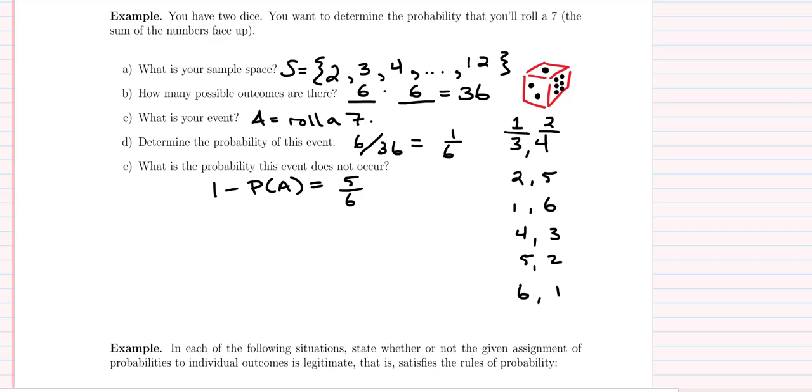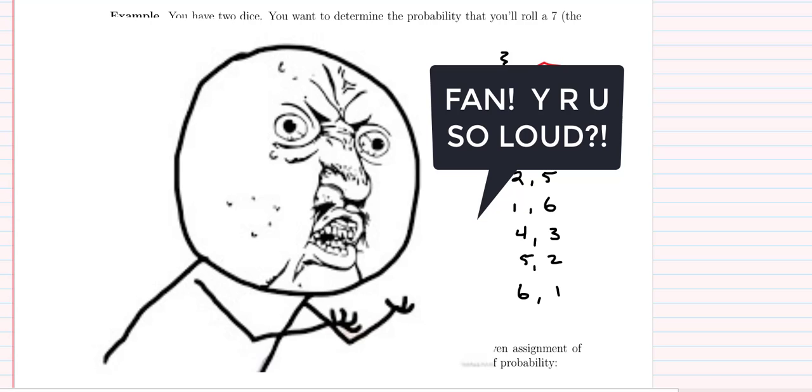If you have any questions about what we did in this problem, you should probably write them down now and bring them into class.